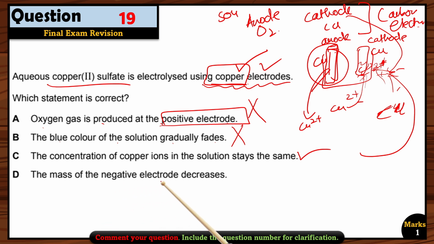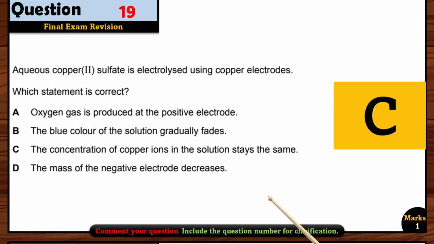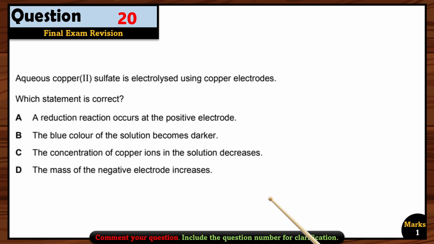The mass of the negative electrode decreases. That's wrong. It's a cathode. Of course, it will increase because copper metal is depositing there. So only option C is the right option. Question 20, aqueous copper sulfate is electrolyzed using copper electrodes. Again, the same question. Which statement is correct?